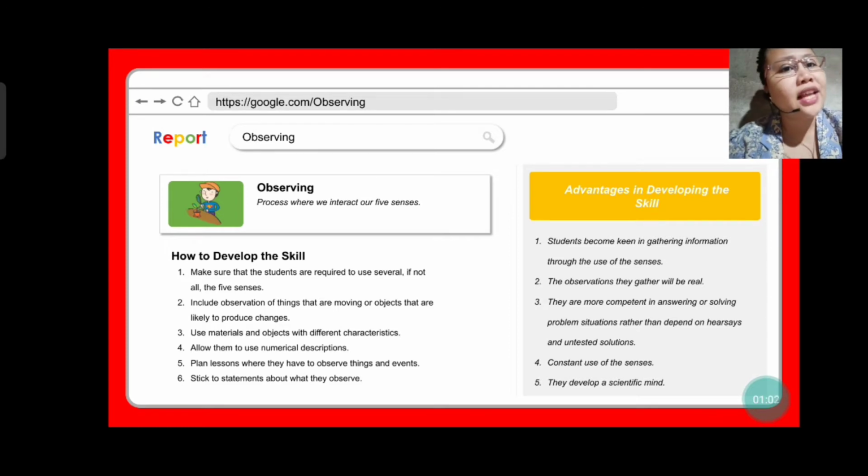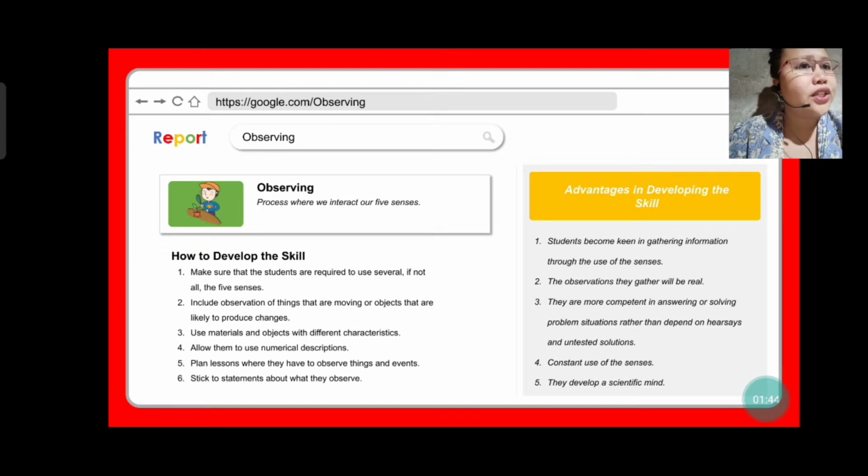Fifth is to plan lessons where they observe things and events. And last is to stick to statements about what they have observed. You cannot make another statement that is not based on what they have observed, because the students might be confused. So since we now know how to develop the skill of observing in the students, what are the advantages of developing the skill of observing?